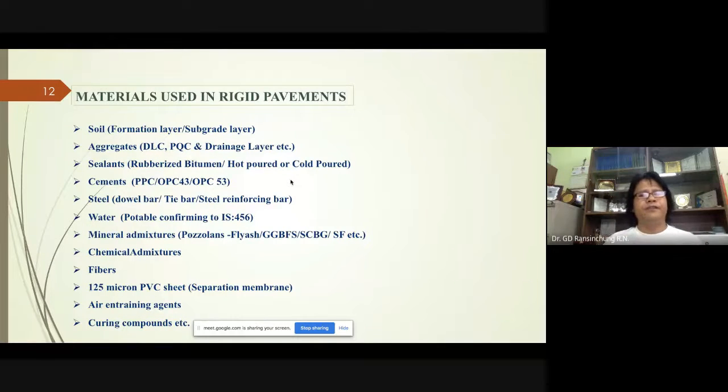Now we have different types of admixtures. Mineral admixtures are more pozzolanic in nature. Pozzolans are materials having a substantial amount of siliceous components, like fly ash, ground granulated blast furnace slag, sugarcane bagasse ash, or silica fume, etc.